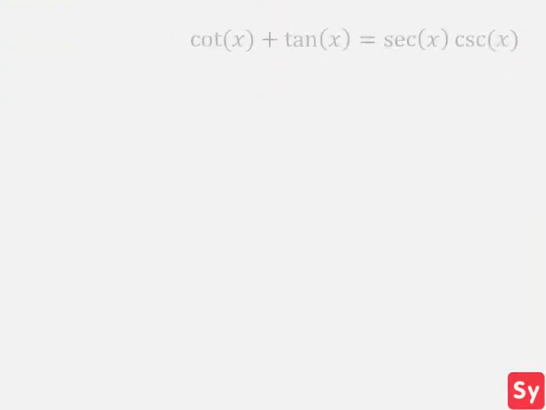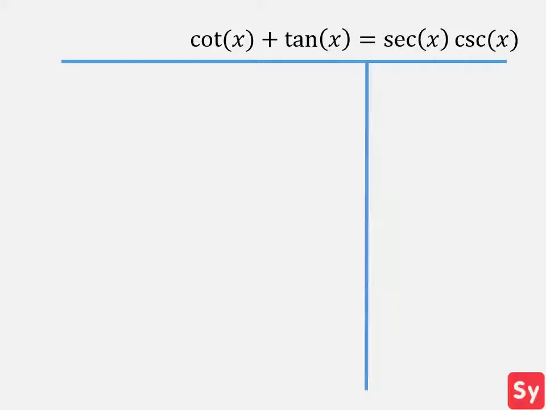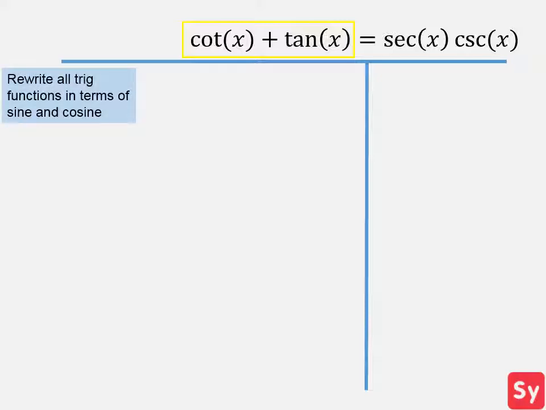Next example, we have cotangent of x plus tangent of x equals secant of x times cosecant of x. We will set up a t-chart again. Next, we pick the more complicated side. In this case, it's cotangent of x plus tangent of x. Like the last example, we will start out writing all the trig functions in terms of sine and cosine.